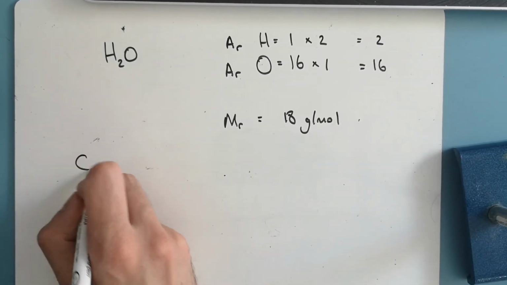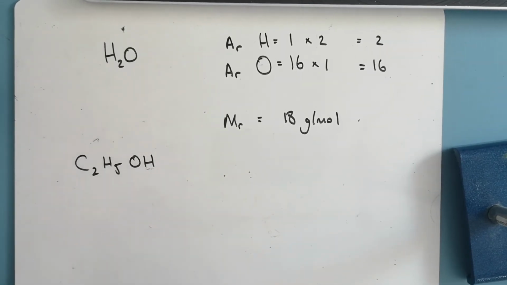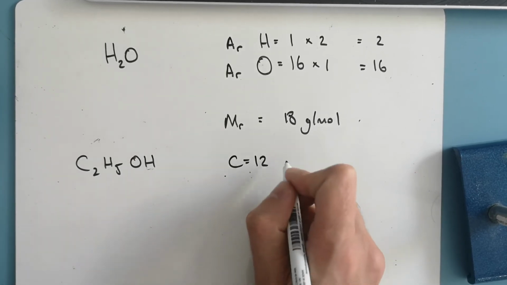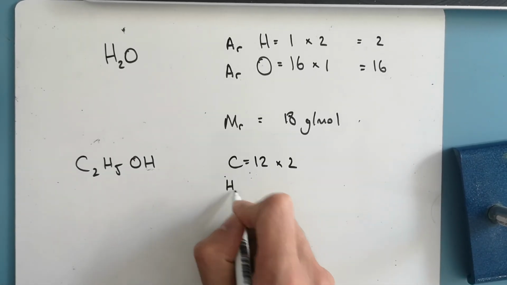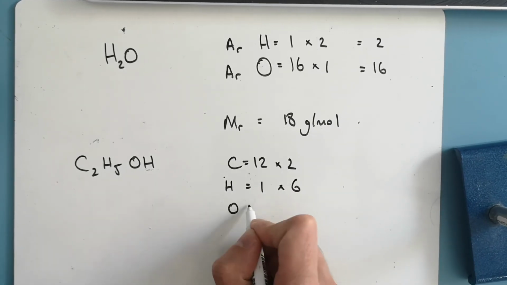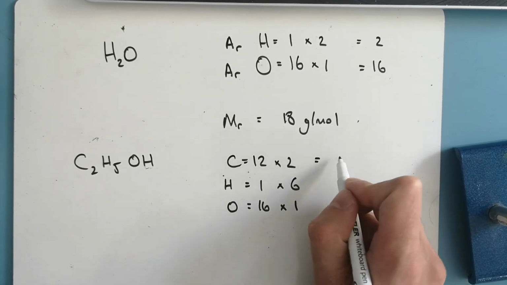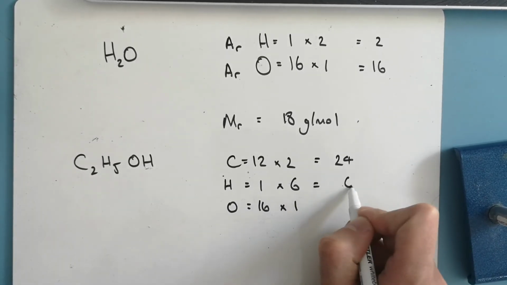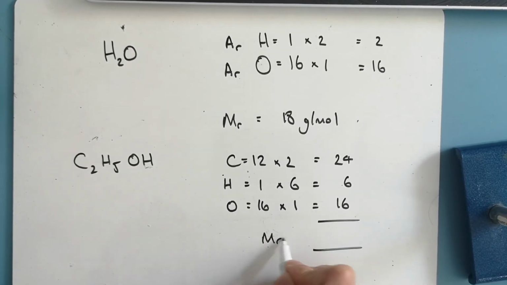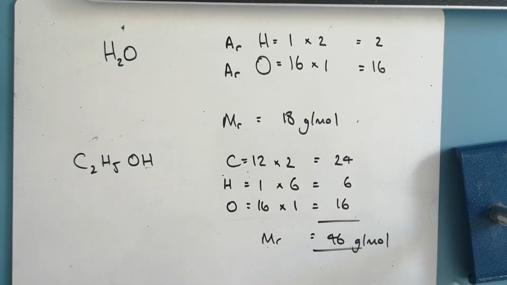We do it with slightly larger compounds. If we go with this compound here, we've got carbon, which is 12, and 2 of them. Hydrogen, which we saw earlier was 1, and 6 of them in this molecule. And oxygen, which is 16, and we've only got 1 of them here. We get 24 plus 6 plus 16 to give an Mr equal to 46 grams per mole.